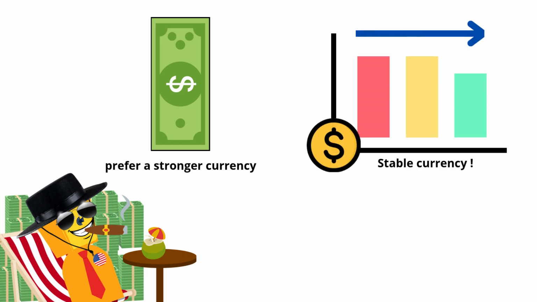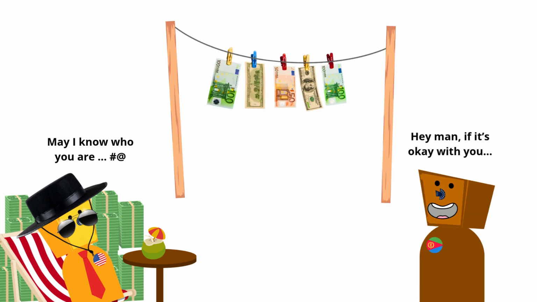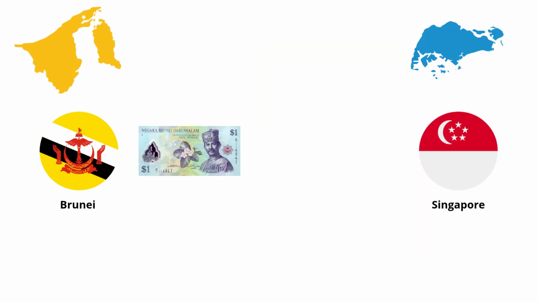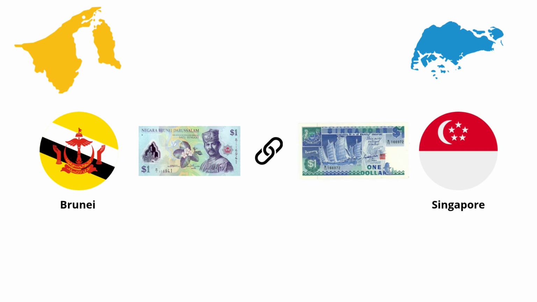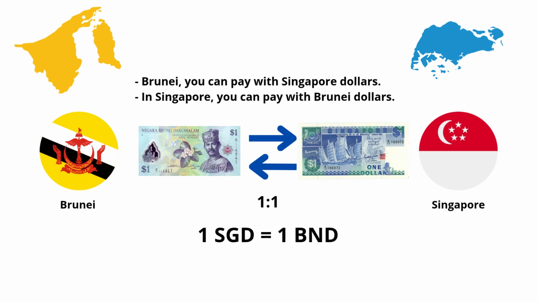Section 5. Fixed value. If a country wants its money to stay stable and strong without too much trouble, it can peg its currency to another, stronger one. Pegging means you fix your currency's value to another country's currency. Example 1. Brunei, a small rich country in Asia, tied its money to the Singapore dollar. 1 Brunei dollar equals 1 Singapore dollar. You can even use both in each country.